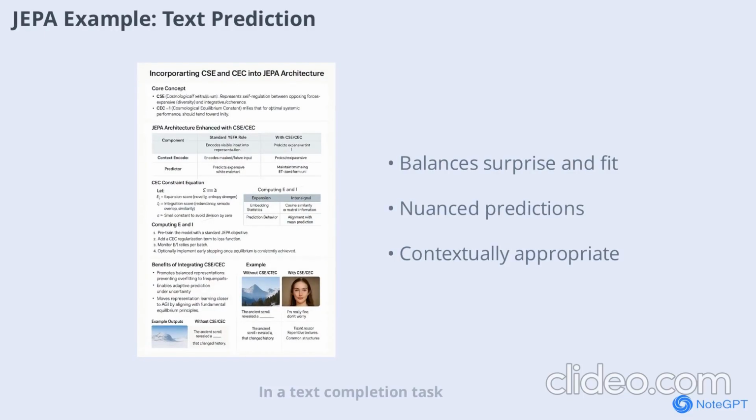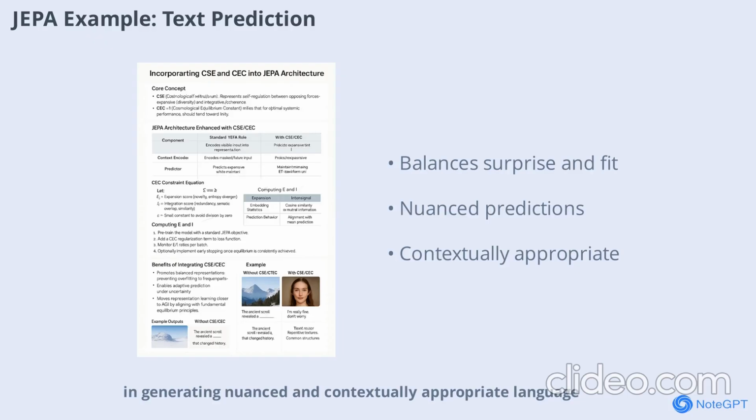In a text completion task, a JEPA model without CSE-CEC might predict a generic word like "secret" for the phrase, "The ancient scroll revealed that changed history." With CSE-CEC, the model predicts "hidden equation," balancing surprise with contextual fit. This approach leads to outputs that are both meaningful and specific, demonstrating the power of equilibrium-driven learning in generating nuanced and contextually appropriate language.